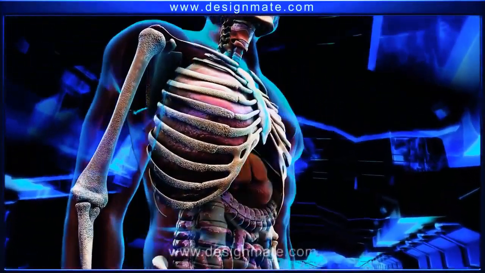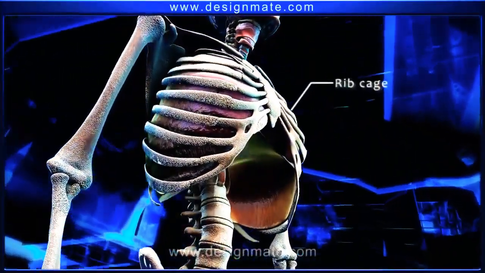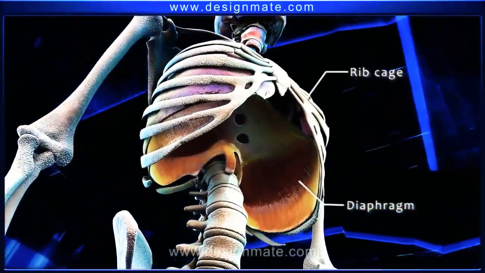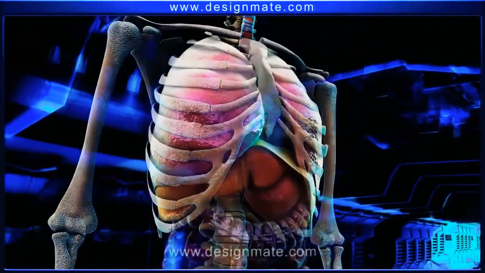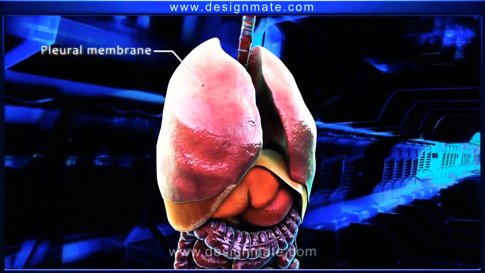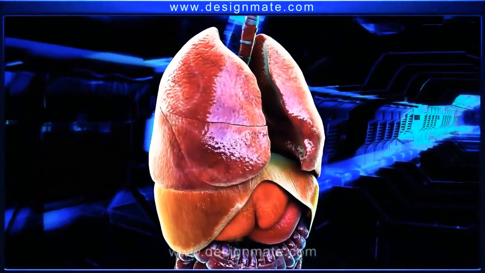In the thorax region, the rib cage and a dome-shaped fibrous tissue known as the diaphragm are observed. Present within the rib cage are the pleural membranes which enclose the lungs.